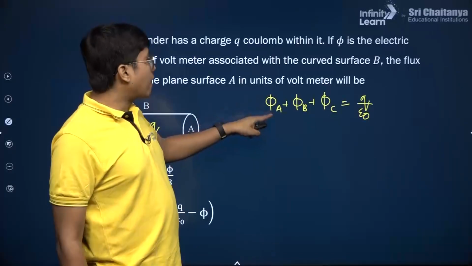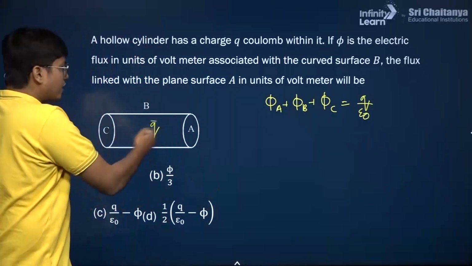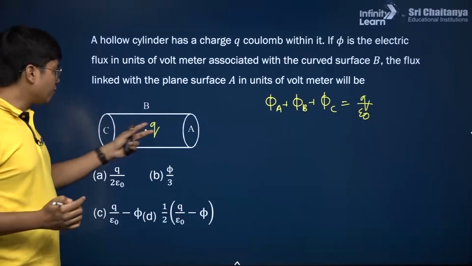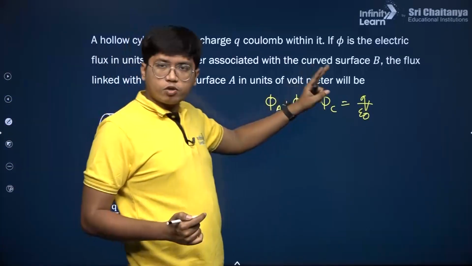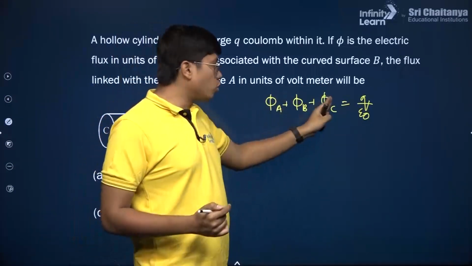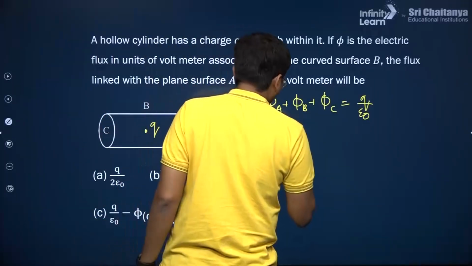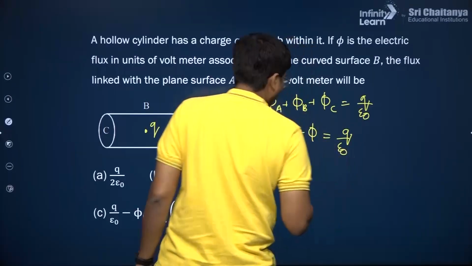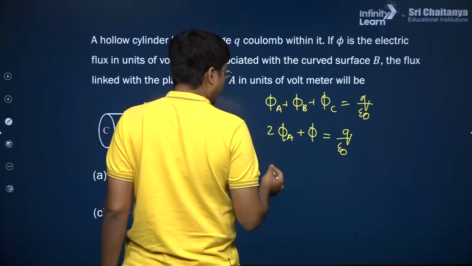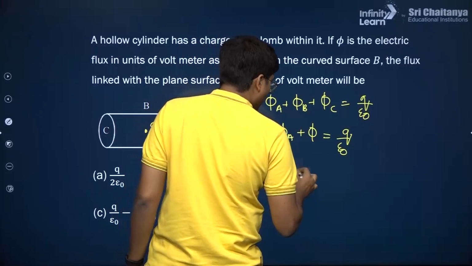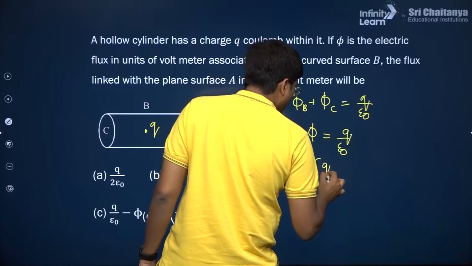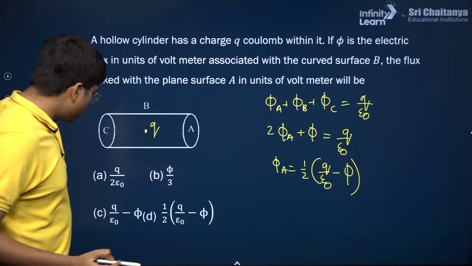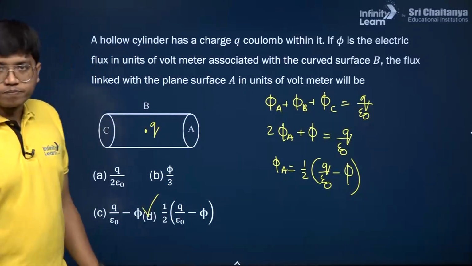So, we have phi A is equal to, even if it's not symmetrical, it doesn't matter, even if you have it skewed on any side, still the flux would be the same. So, over here we have phi A equal to phi C, so I can treat them both as phi A. So, my equation now reduces to 2 phi A plus phi is equal to q by epsilon naught. So, phi A is just equal to half of q by epsilon naught minus phi. We have an option here, yes, that is our correct option.